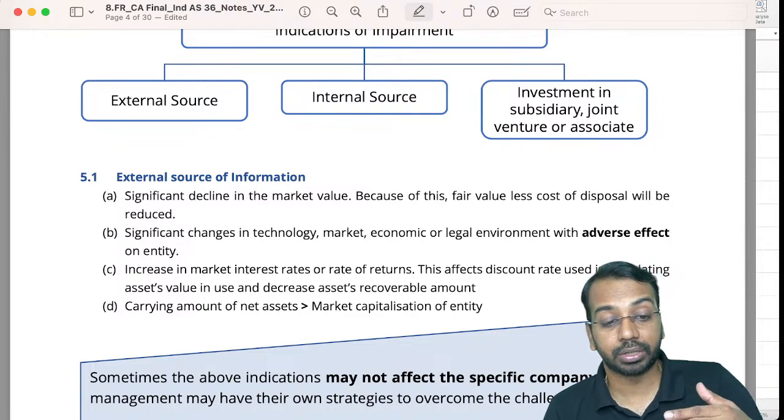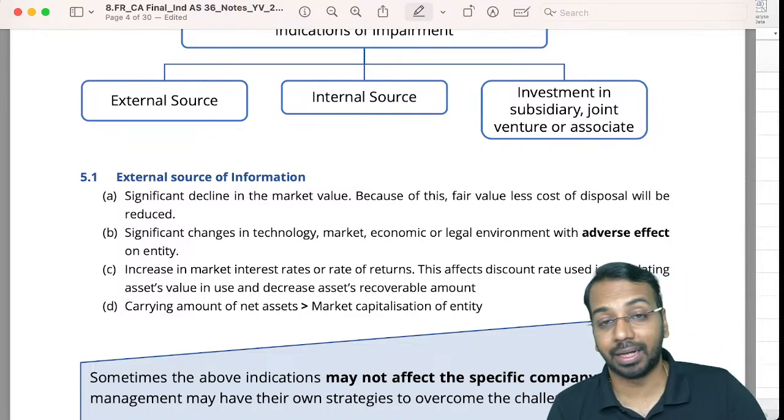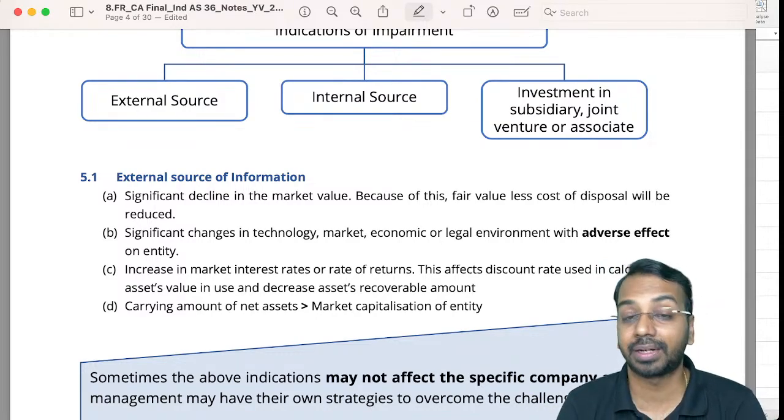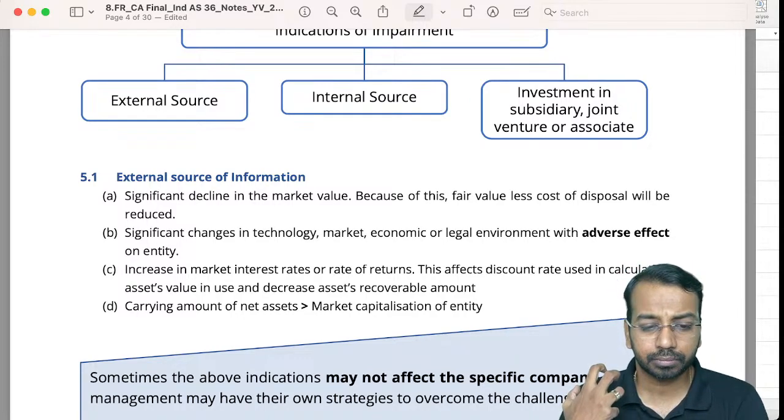Okay, because when there is a decline in market value, your fair value less cost to sell also will be reduced. Then significant changes in various other external environment factors like technology, market, economic, legal, and all of that. Now, what does this mean?